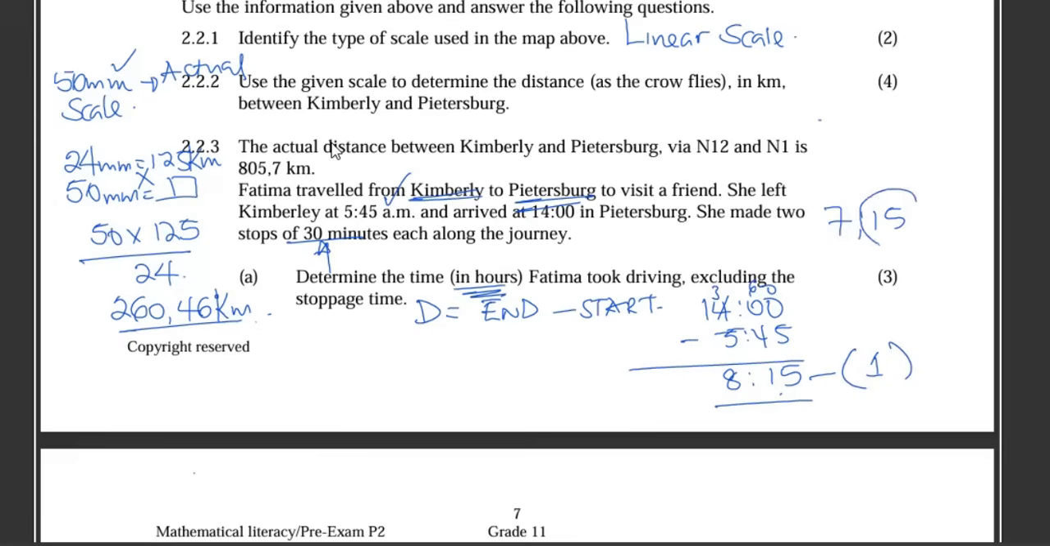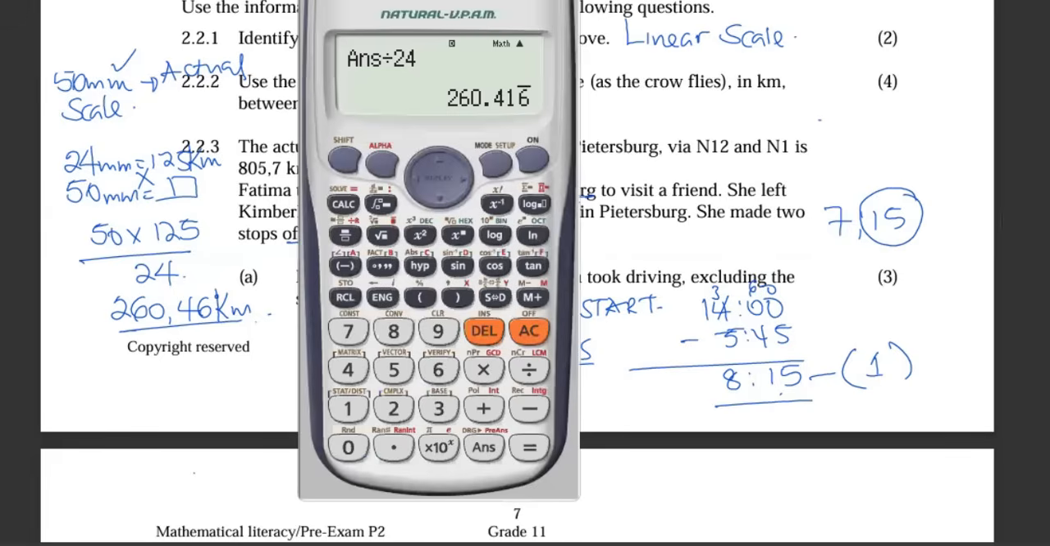The minutes have to change to hours because the answer is needed in hours. How do you change minutes to hours? We divide by 60. So this became that divided by 60. Add this up, which became 7.25 hours. Don't hesitate to pause the video and rewatch what I'm explaining.